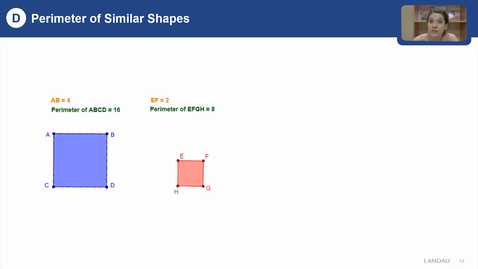On the screen, you see 2 squares. One of them is with a side of 4, another one is with a side of 2. So if we find the linear scale factor, it will be 2. We just find the ratio of the big side over the small side. It will be 2. If we are looking for the ratio of the perimeters of those 2 squares, it will also be 2 because of the rule of A to B.